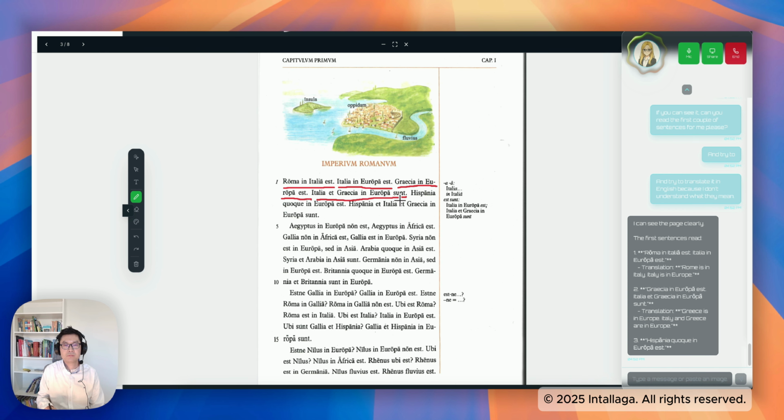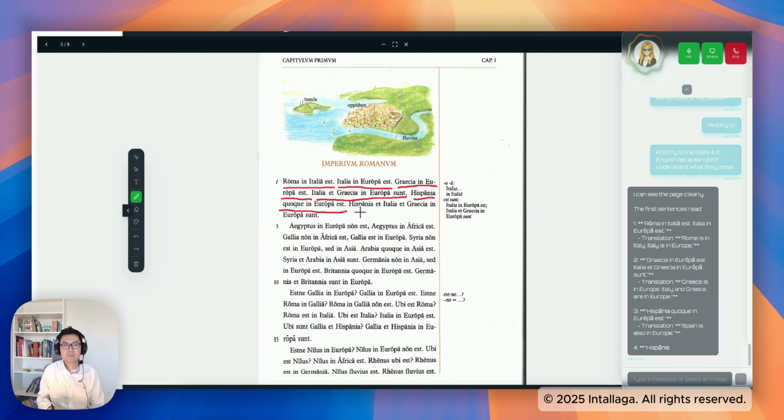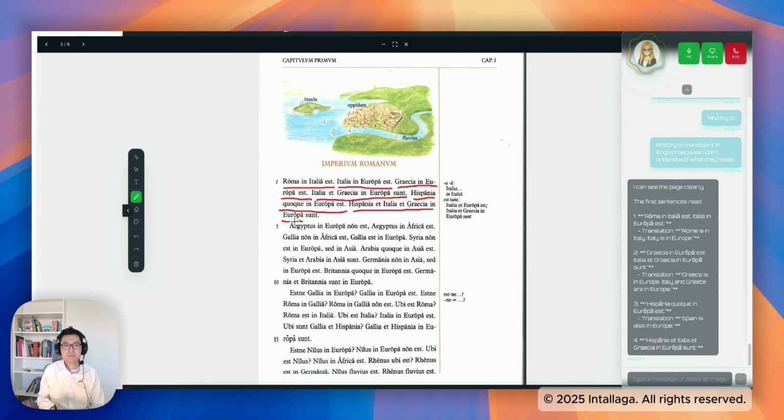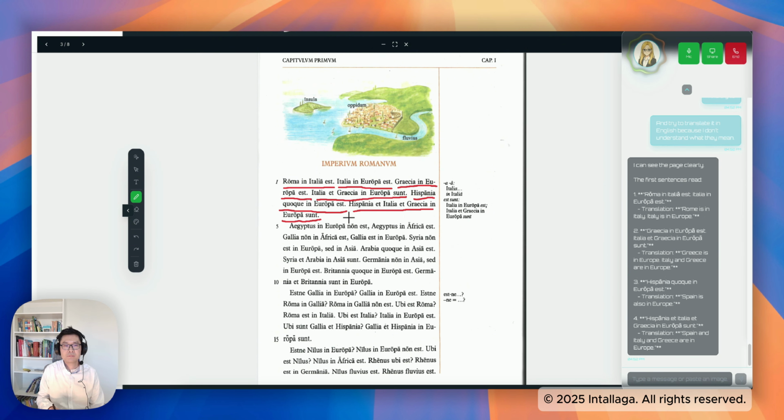3. Hispania quoque in Europa est. Translation: Spain is also in Europe. Hispania et Italia et Graecia in Europa sunt. Translation: Spain and Italy and Greece are in Europe.